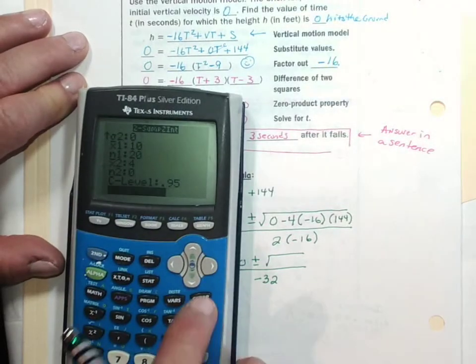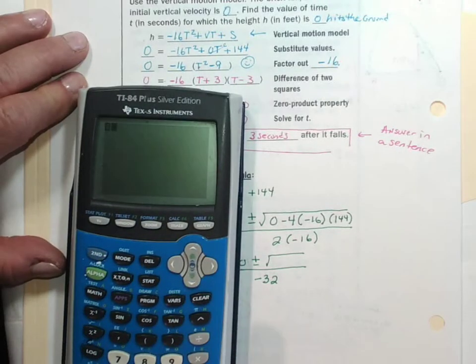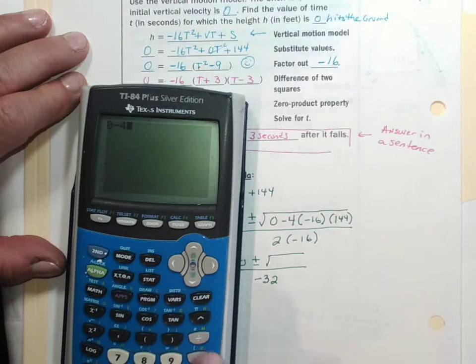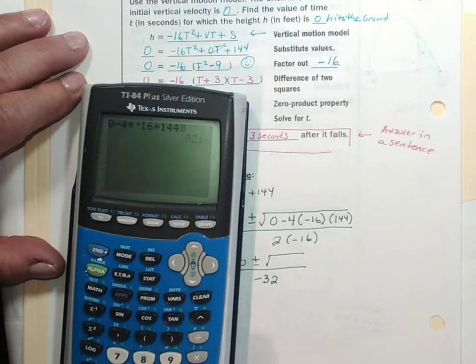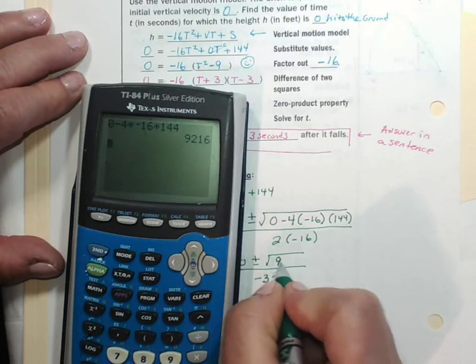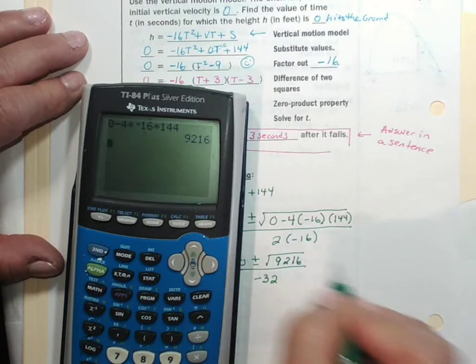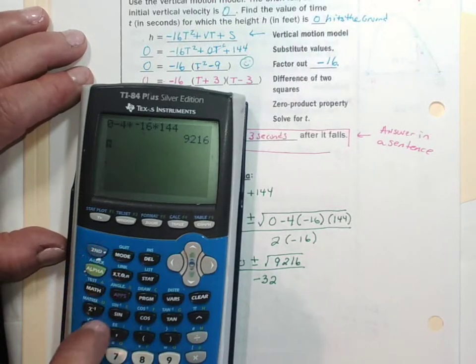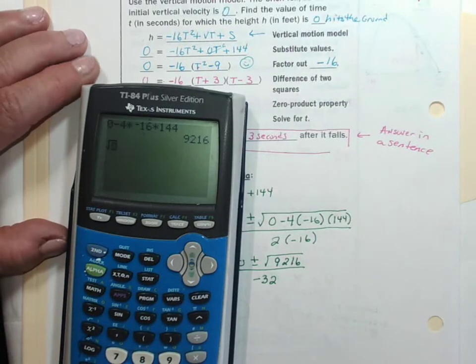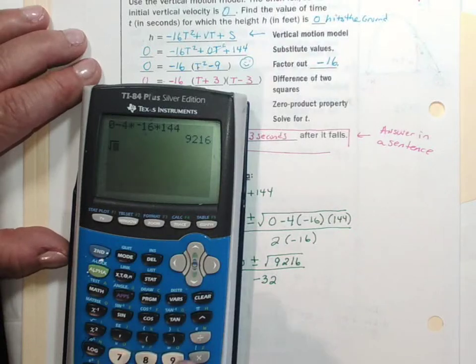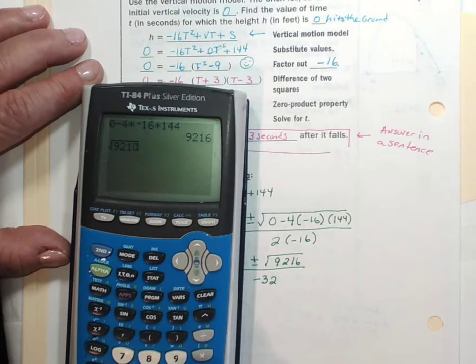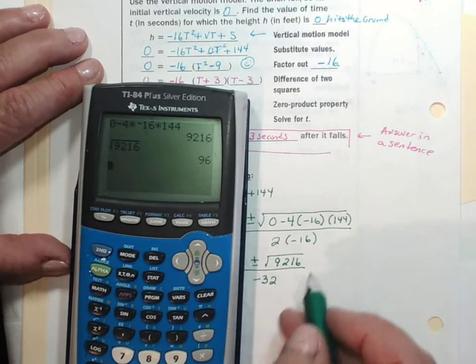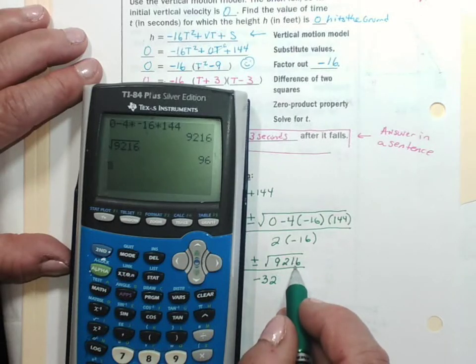So making sure, 0 minus 4 times negative 16 times 144. That's 9,216. And we're going to take the square root of that, and we'll be really happy if it's a perfect square. 9,216. So this is a perfect square.